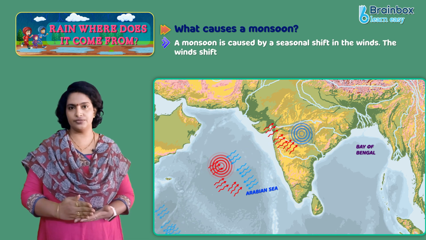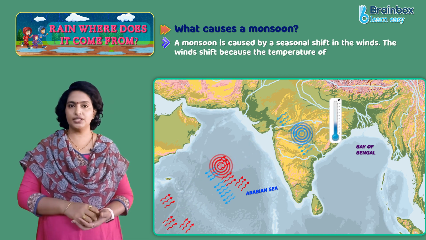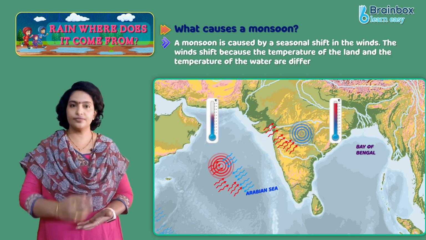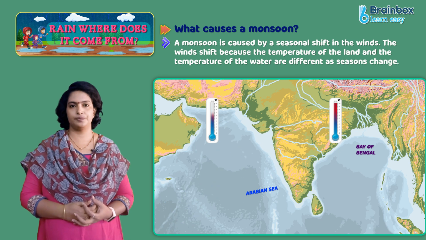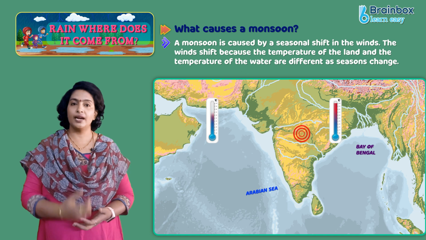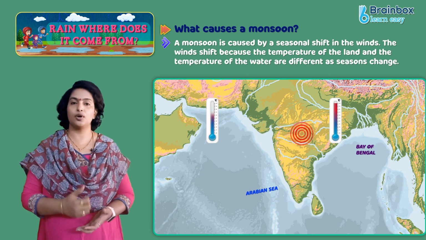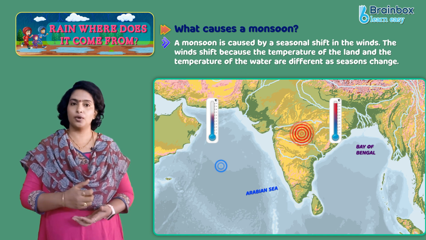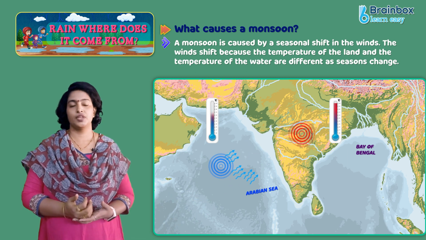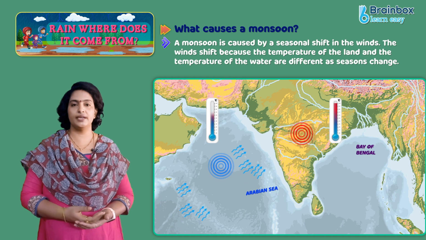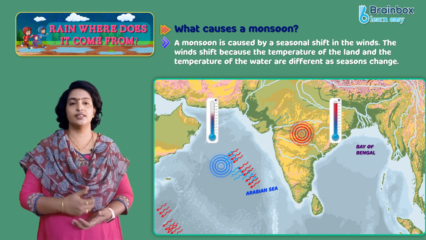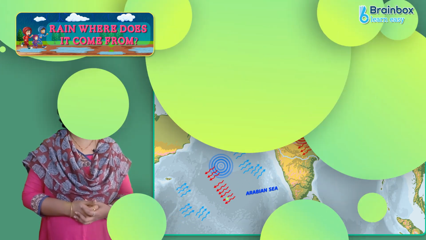The winds shift because the temperature of the land and the temperature of the water are different as seasons change. For example, at the beginning of summer, the land warms faster than bodies of water. So monsoon winds always blow from cold to warm. In the summer, warm air rising off the land creates conditions that reverse the direction of the wind.